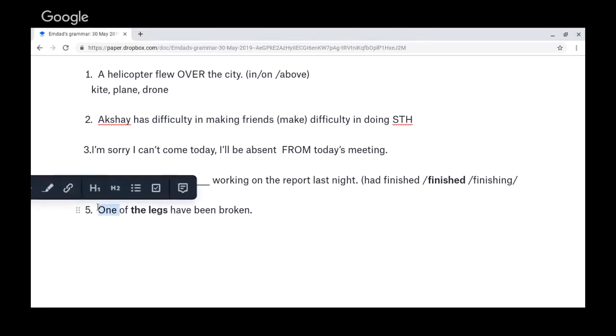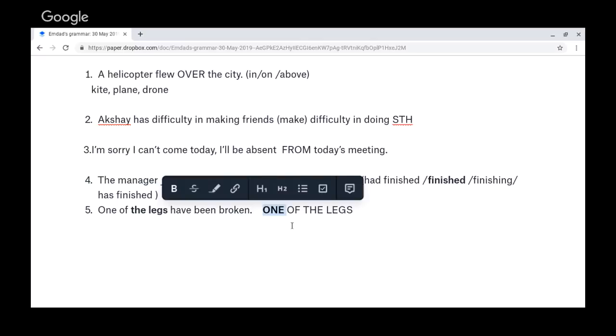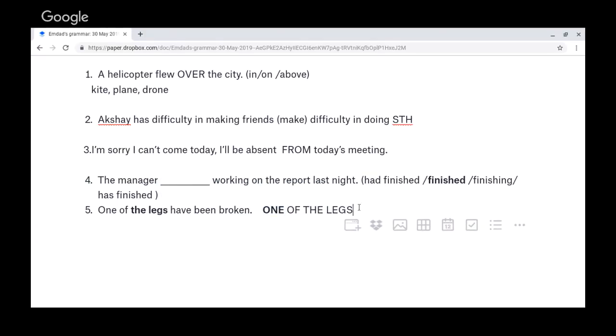Is it clear? It'll be based upon noun phrase one. What is my noun phrase one here? So let me write it here. One of the legs. Is it clear? Ek kya hai, batao? One is noun phrase one, and legs is noun phrase two. So I'll focus on one. Is it clear?